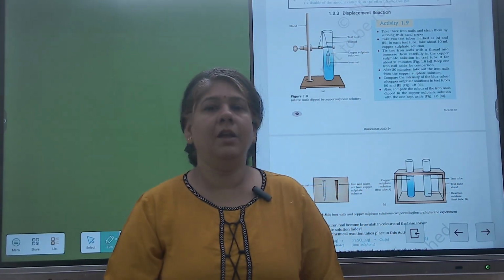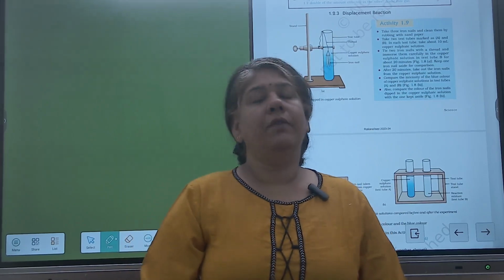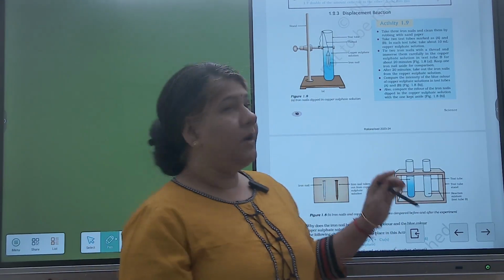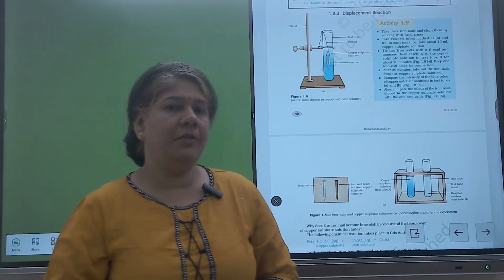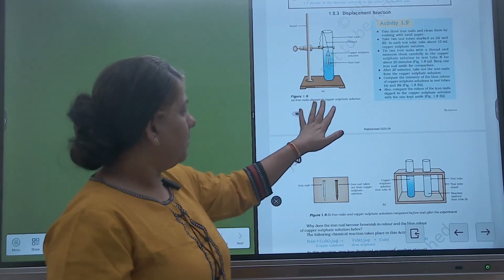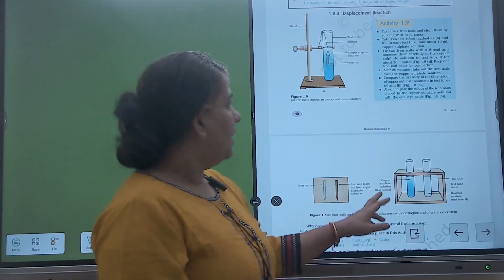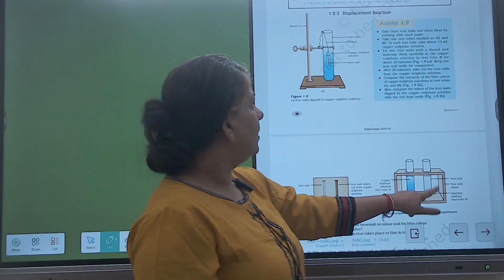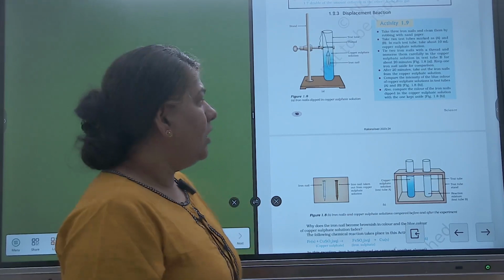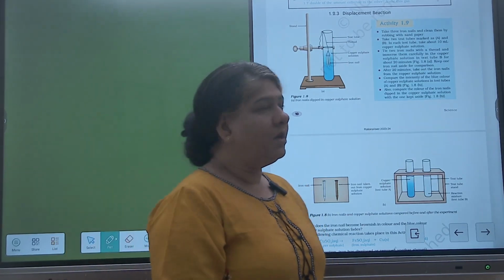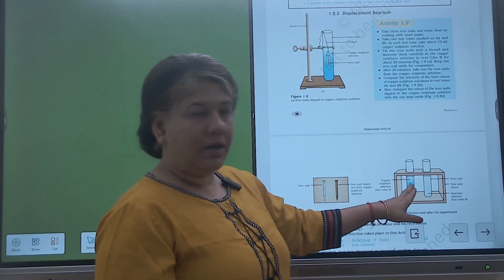I'm Shailja Tripathi and in today's discussion we will be dealing with displacement reactions. To understand displacement reactions, this activity is performed. In this activity we'll take two test tubes and fill them with copper sulfate solution. Copper sulfate is a blue colored salt, so the solution will be blue colored.